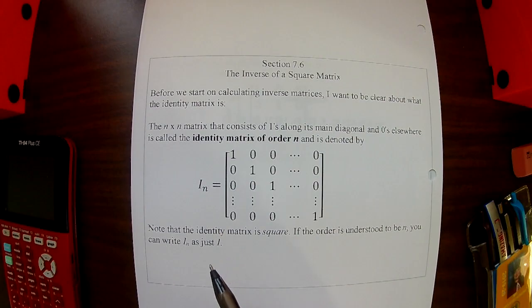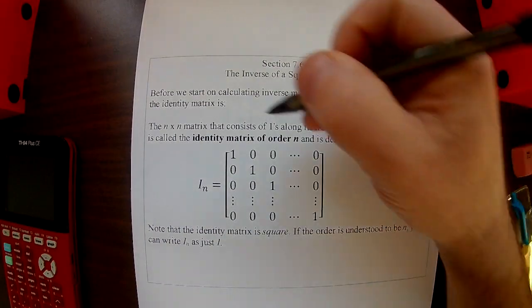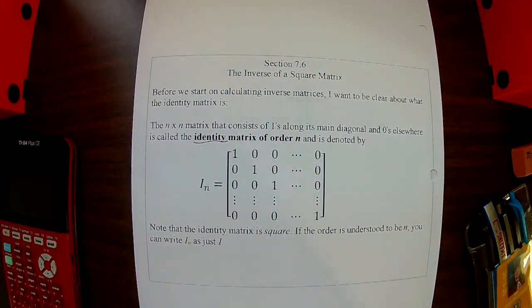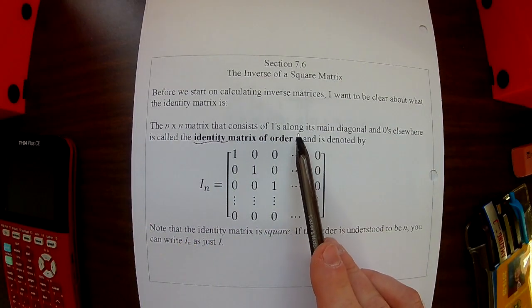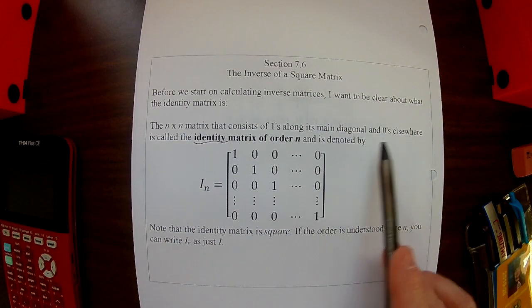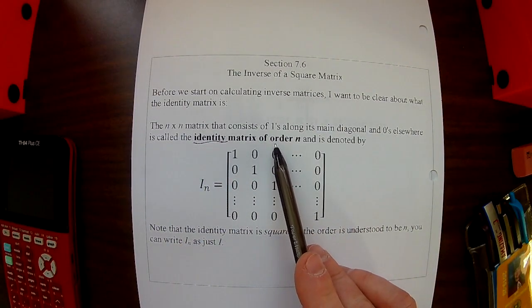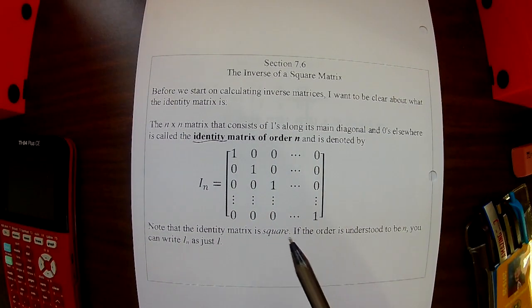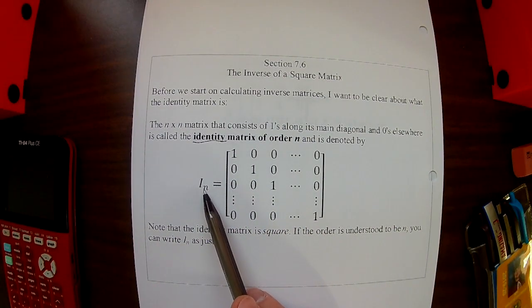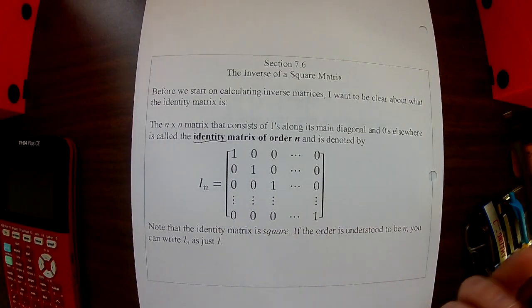So back to those matrices that I identified on the do now, those actually have a name. They're called the identity matrices. They have different orders. Pause here for a second. The n by n matrix that consists of ones along its main diagonal and zeros elsewhere is called the identity matrix of order n, and it's denoted by I sub n. It is a square matrix, so it is the same height as width. N just means the height and width of it.